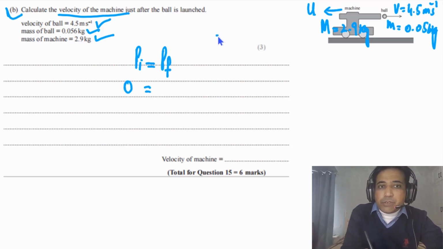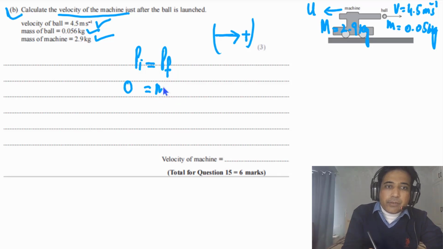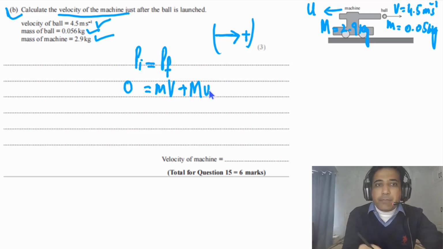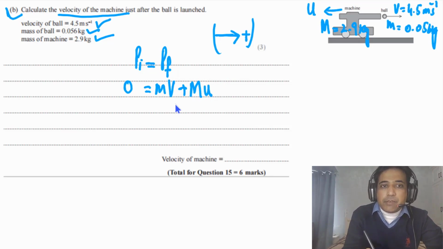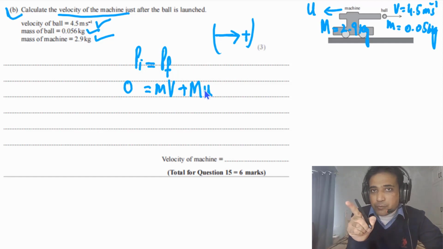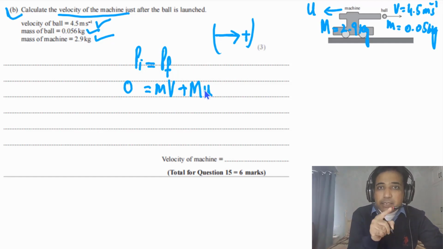For the final momentum, we can take one direction as positive. So we can take to the right as positive, and this velocity will be positive. So we can write m times V, and since we don't know the direction of the velocity of the machine, we simply use a plus sign here: capital M times u, meaning the vector sum of the momenta. This one is positive, but we don't know this one. If we get a positive answer, it means the direction of u is also in the direction of V. If we get a negative value of u, it means it will move in the opposite direction.